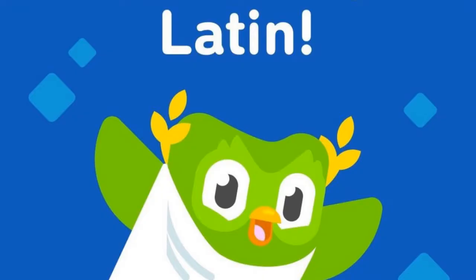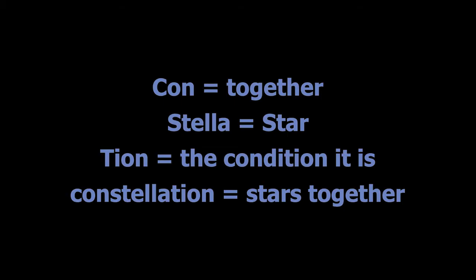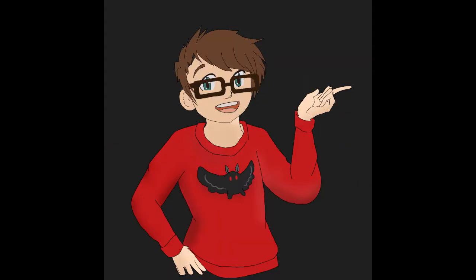We know them as constellations because much of the English language is borrowed from Latin, which is a language based in Italy. Constellations can be broken down into 3 parts: con, meaning together, stella, meaning star, and tion, which is a suffix meaning the condition it is in. This makes the definition of constellation stars together.